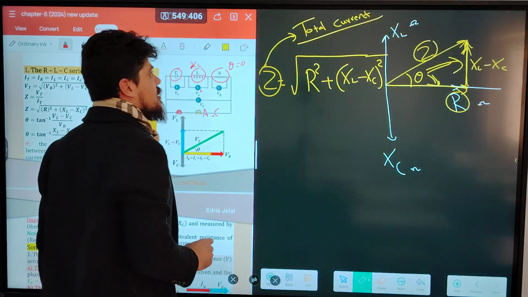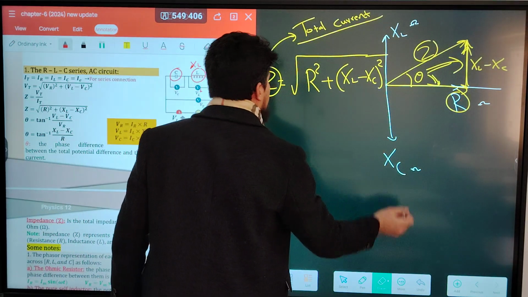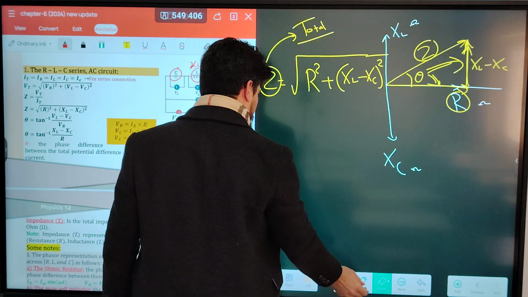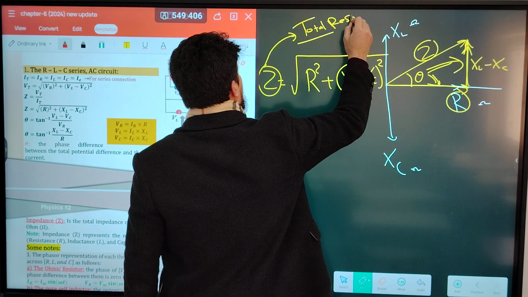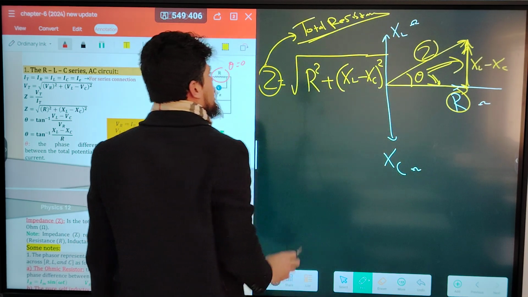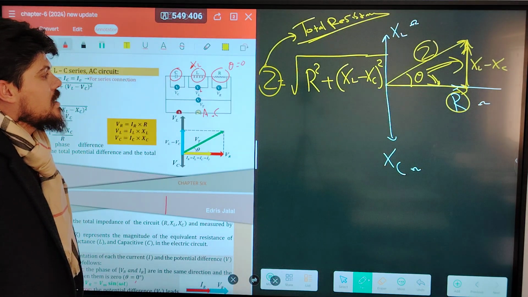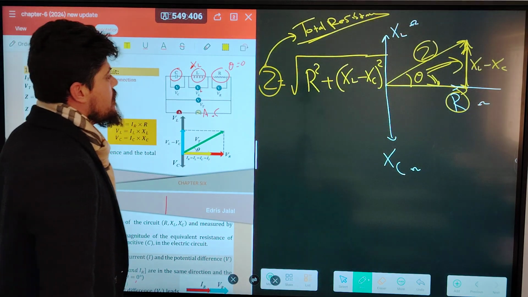Okay, this is total current. Sorry, total resistance. Sorry, guys. Total what? Total resistance. What do you mean by total impedance? It means the total resistance, okay?